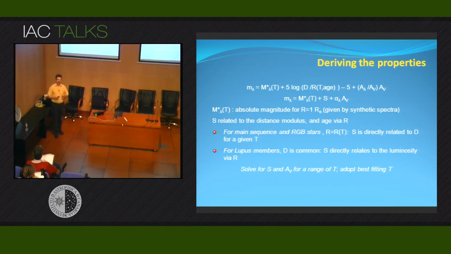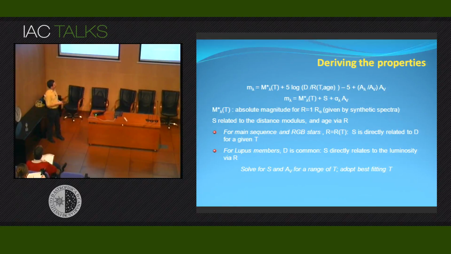When we are considering, however, members of the star-forming region, for a given temperature, the radius normally depends on the age, which is unknown. But we can assume that all the objects are approximately at the same distance, the distance of the star-forming region. Therefore, this parameter D, the distance to the star-forming region, is common and known by other means. And then the parameter S directly relates to the radius, and through the radius to the luminosity and to the age, using appropriate evolutionary tracks.